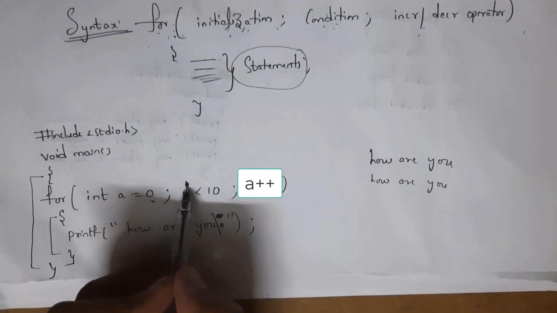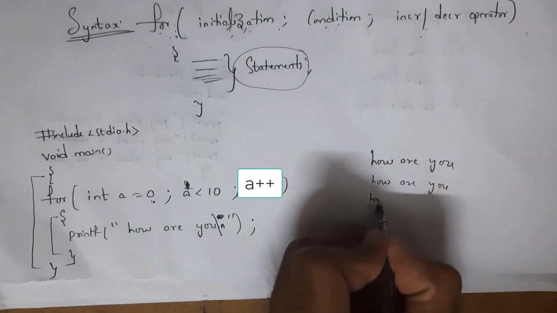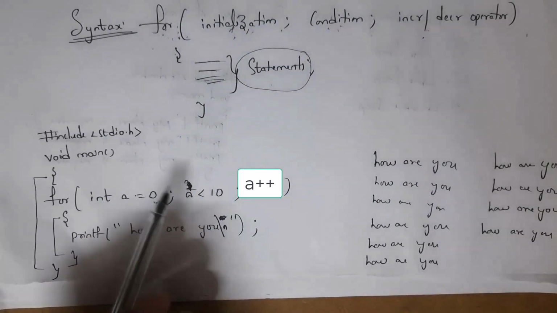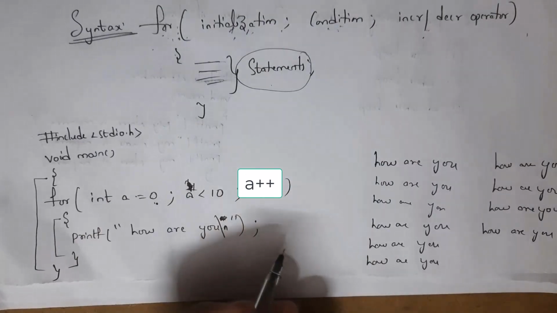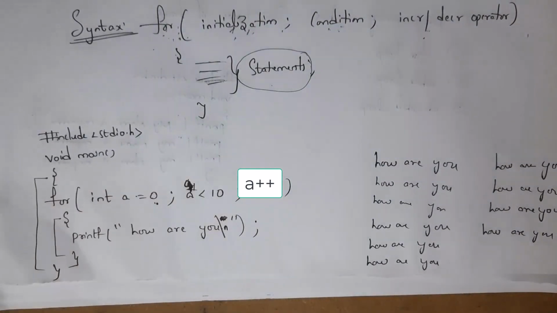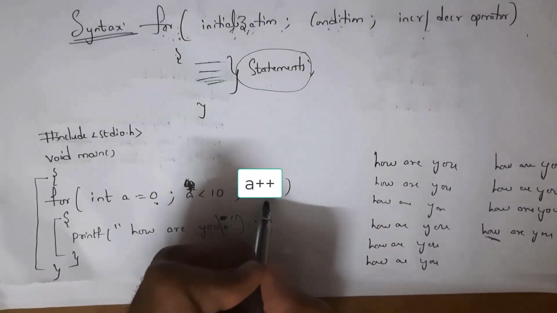Again it will increment the value of 1. After incrementing I will get 2. 2 is less than 10, the condition is satisfied, so again I will get output how are you. After that 3. 3 is less than 10. The condition is satisfied. 4 is less than 10. The condition is satisfied. I will get how are you. 5, 6, 7, 8, 9. From 0 to 9. 9 is less than 10. So again I will get output how are you. After incrementing value 9, I will get 10.